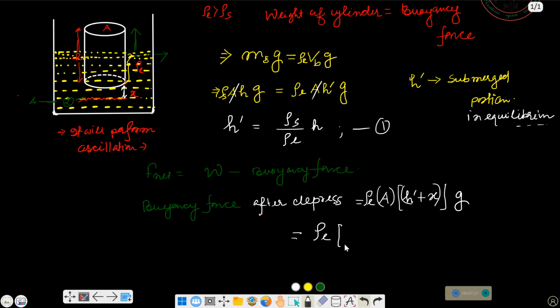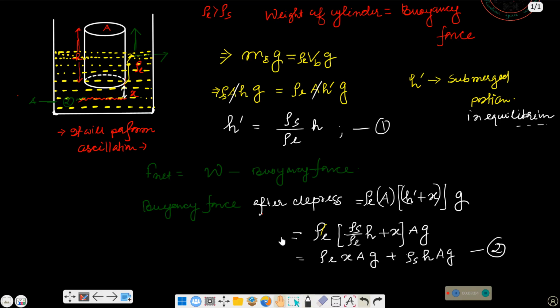Rho L, what is the value of H dash from equation number 1? That is equal to rho S by rho L into H, plus X, into A into G. Okay, so this will give us rho L X A G plus, the first term will get cancelled, we'll get rho S H A G. Let me take this as equation number 2.